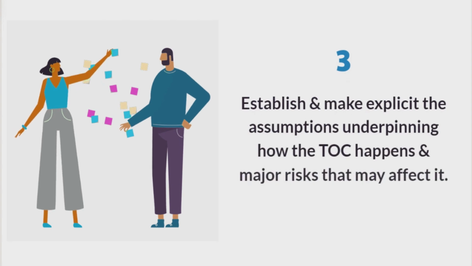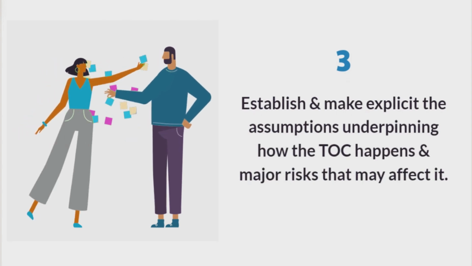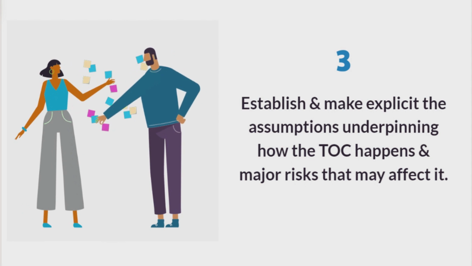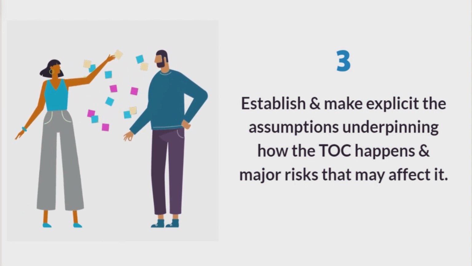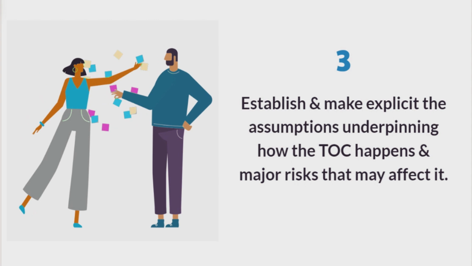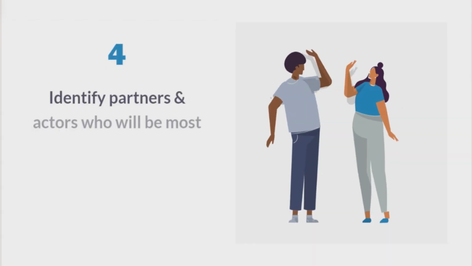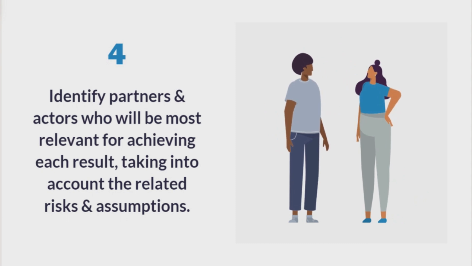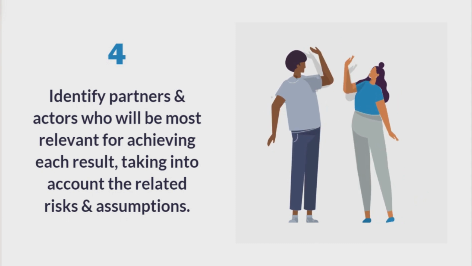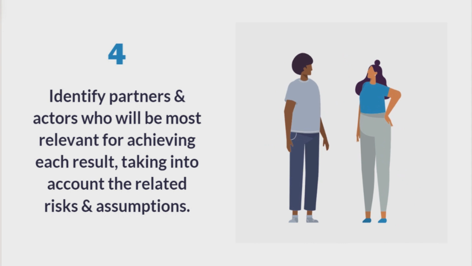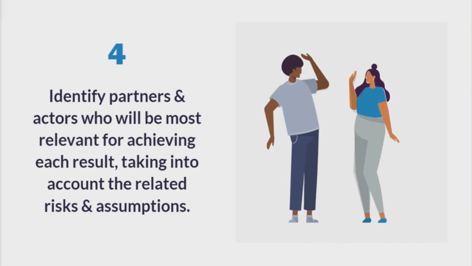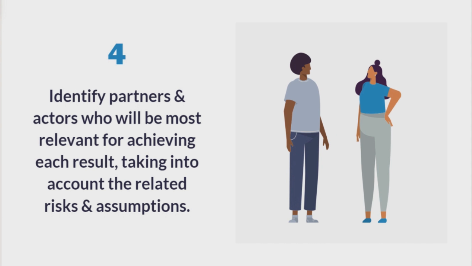Establish the assumptions underpinning how the change happens and major risks that may affect it. Assumptions refer to factors that must be in place for expected results to be achieved. Risks refer to factors or events that can potentially impede the successful achievement of the results. Identify partners and actors who will be most relevant for achieving each result, taking into account the related risks and assumptions. It is important to recognize the people that are likely to have a direct role in determining the success or failure of your change effort.